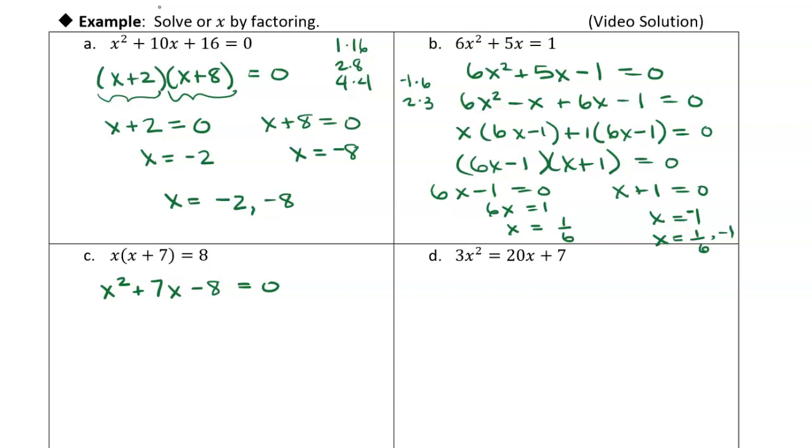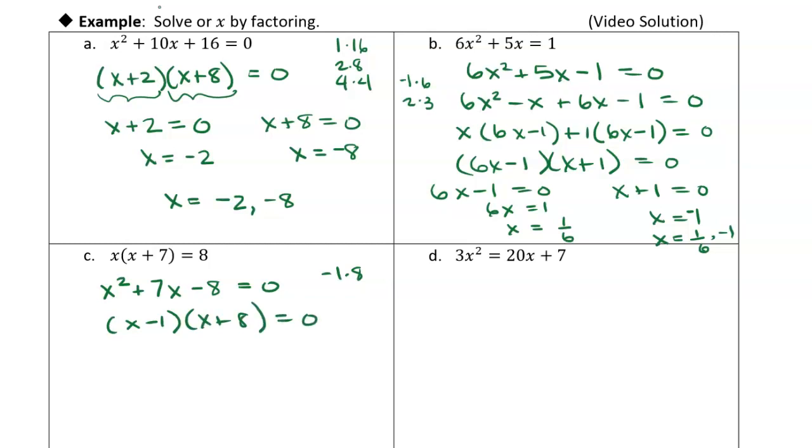Now, this has a leading coefficient of 1, so I'm just looking for factors of -8 that add up to 7. So 1 times -8 will do it. Whoops, no, not 1 times -8. It'll be -1 times 8, add up to a +7, right? So then I know that this factors into x minus 1 times x plus 8 equals 0.